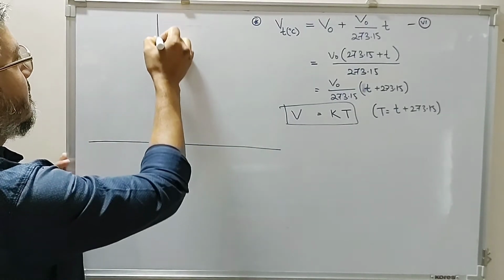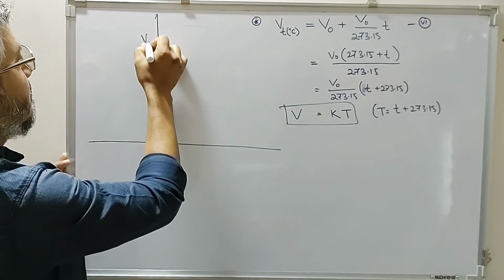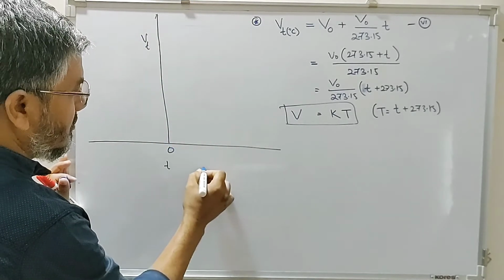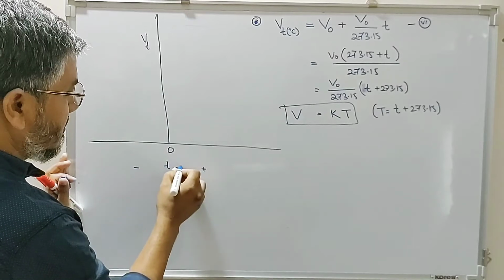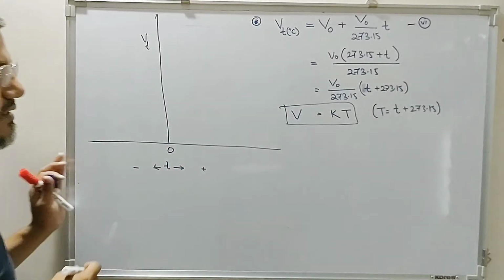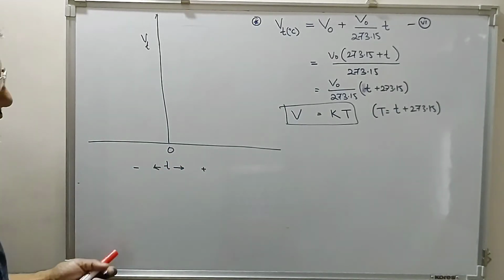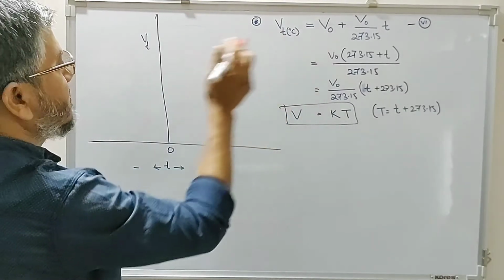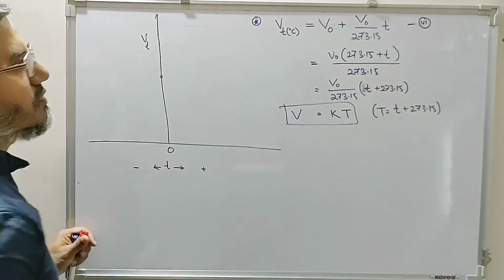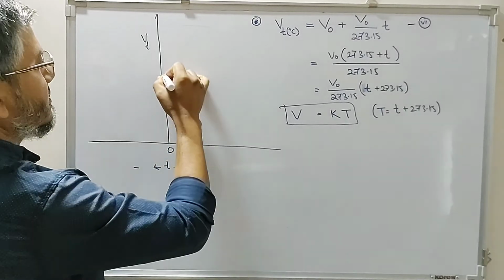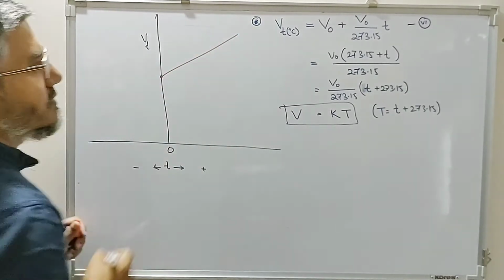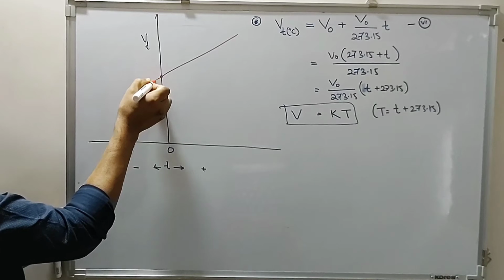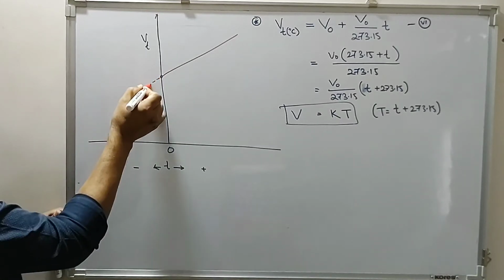So this is volume, this is temperature, 0 plus minus degree centigrade. At 0 degree centigrade, the volume occupied by the gas is some finite value, that is V naught. If temperature increases, the volume increases. If temperature decreases, V naught minus this factor, so the volume decreases.